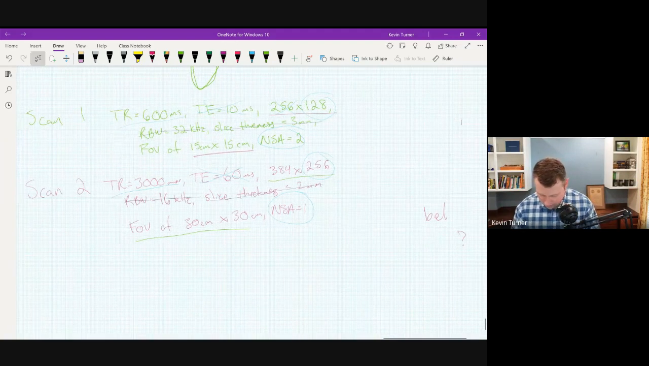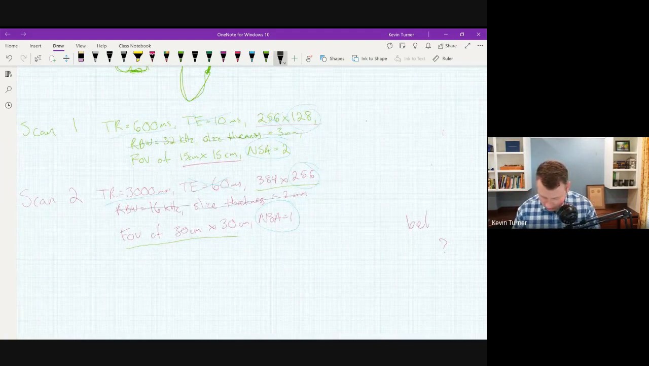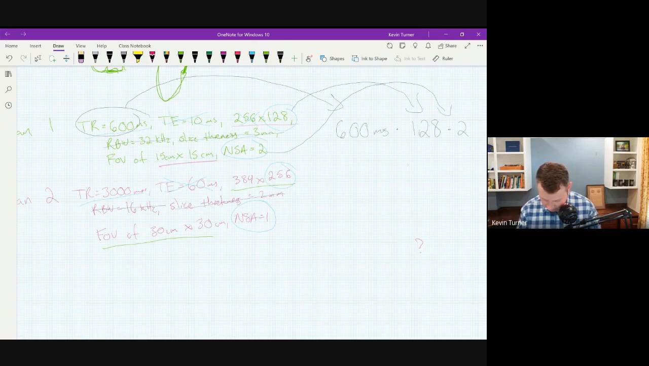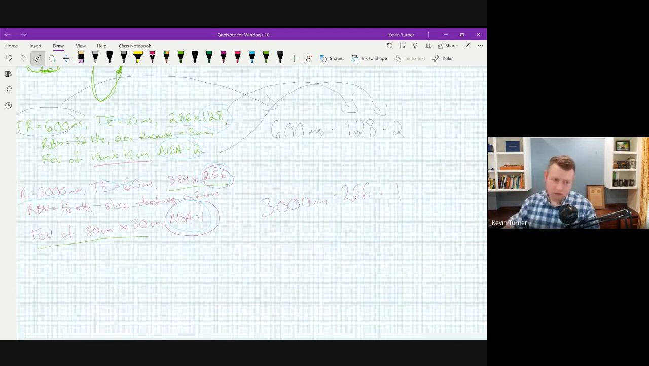All right. So time equation, TR of 600 milliseconds times a phase matrix of 128 times 2 NSA. TR, phase matrix, NSA. Down here, we have 3,000 milliseconds times 256 times 1. Let's do the top one.